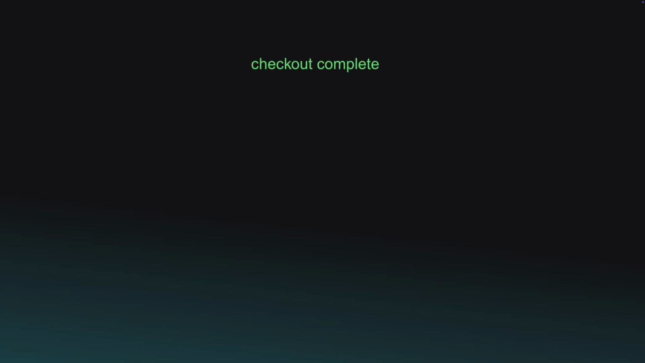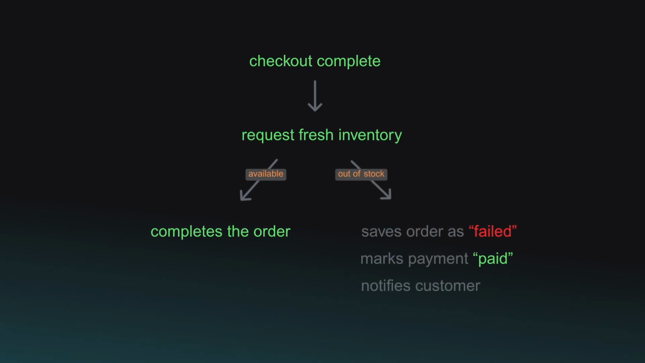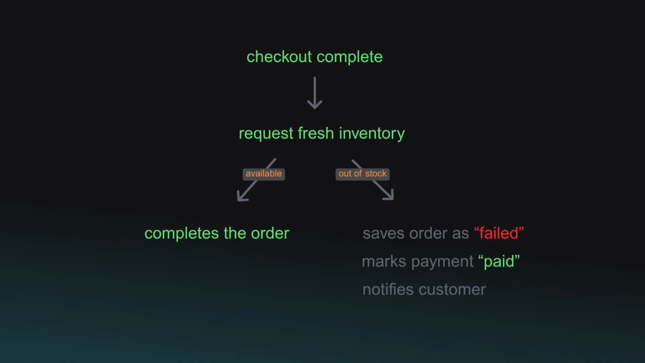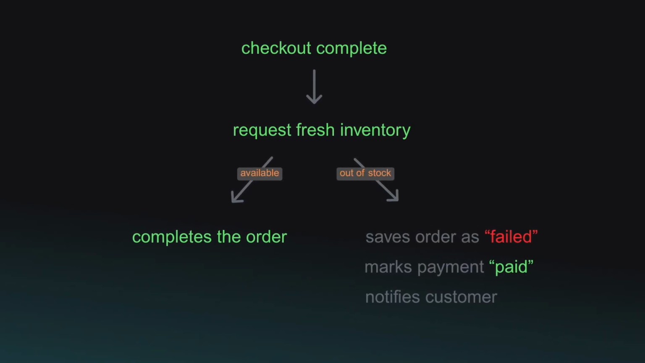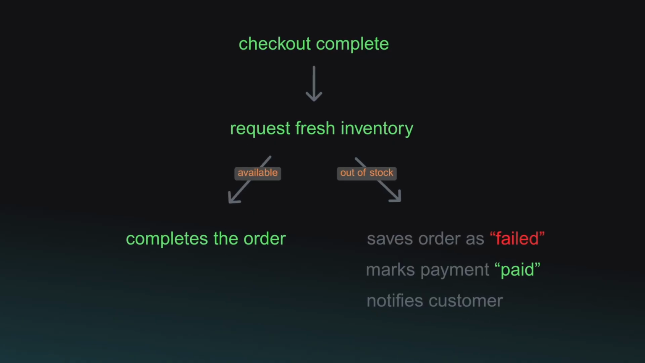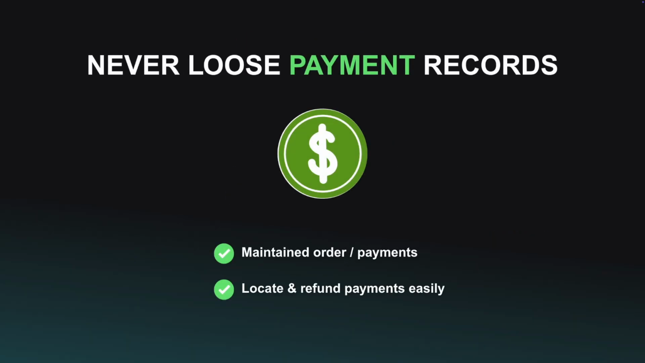Since the inventory was no longer reserved for this checkout, the backend cannot safely complete the order. Instead of pretending nothing happened, it records the payment, creates a failed order, and immediately notifies the customer by email with instructions to contact support. This taught me one important lesson.